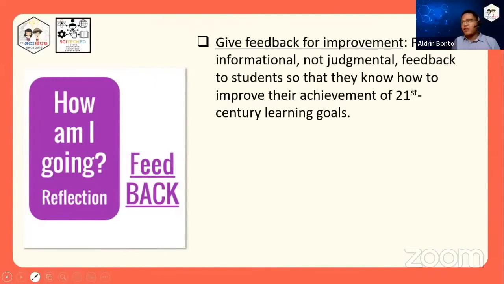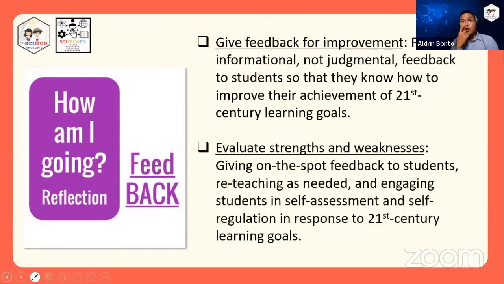So provide information, not judgmental feedback, to students so they know how to improve their achievement of the 21st century learning goals. And also, they need to evaluate. So there's an evaluation of the strengths and weaknesses of the student. So giving them on-the-spot feedback. So reteaching if it's needed, kung masyadong mababa yung scores of the class, and engaging students in self-assessment and self-regulation.